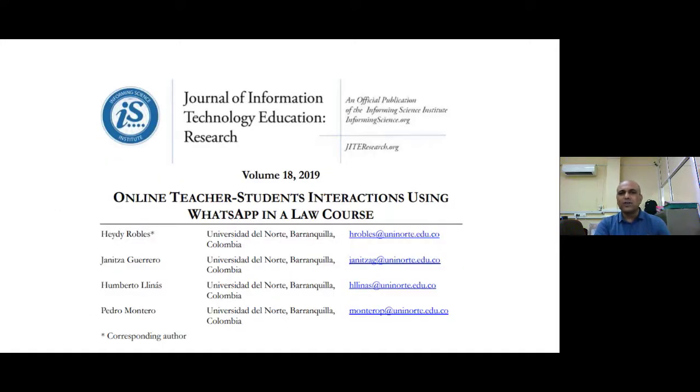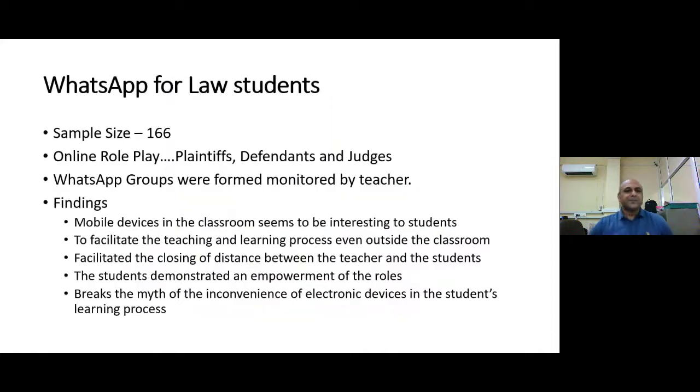As the title goes, online teacher-student interaction using WhatsApp in a law course. So, what happens here? The sample size is about 166 students. Online role play: plaintiffs, defendants, and judges. WhatsApp groups were formed, monitored by teachers. Now we have all done role plays in our classrooms, and we have seen how beneficial these role plays are when we think of them as an activity in a class.